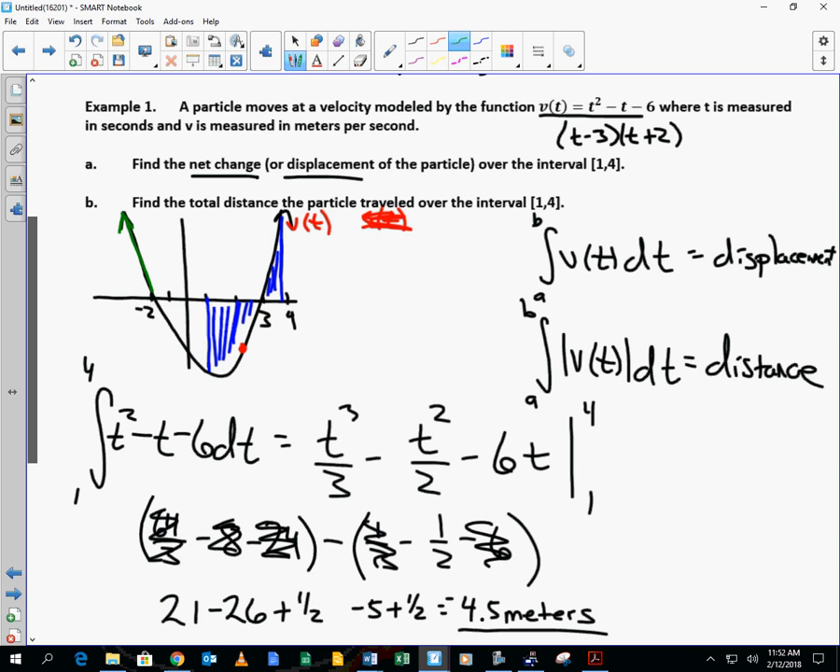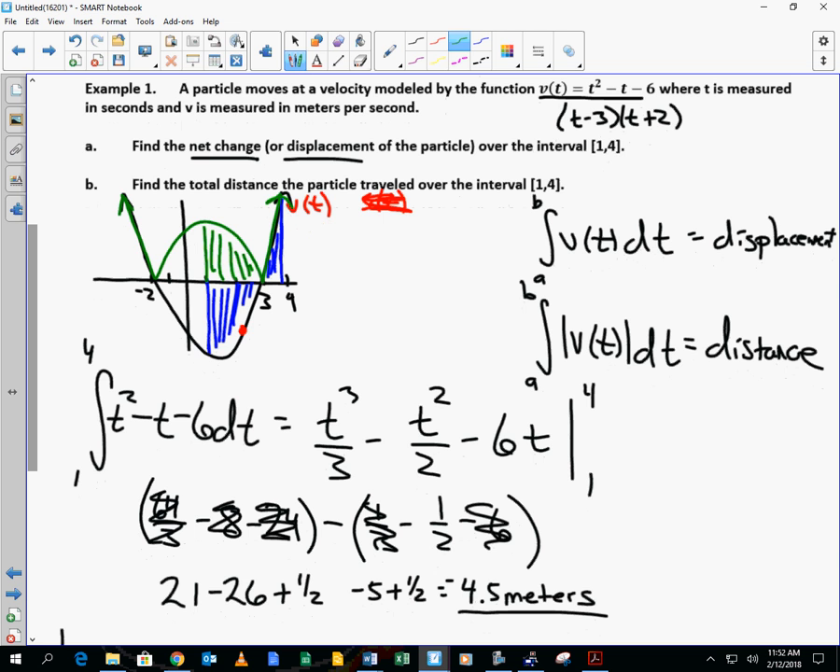So that's the graph of the absolute value of v of t. And the part that sits below the x-axis comes to the top. So what we want to do is find this negative area here, make it positive, and then add that to the positive area.